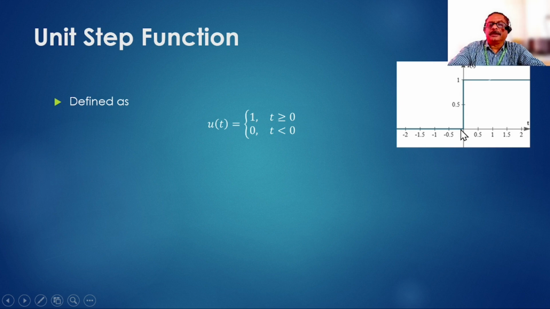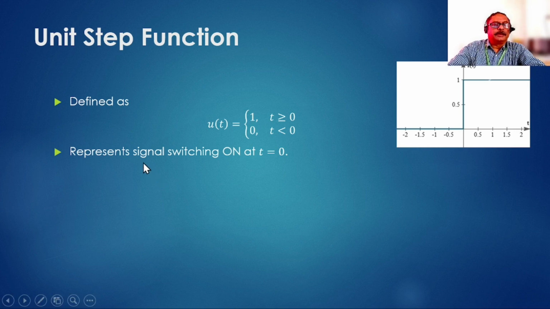So this is equivalent to saying the switch is open in the negative part of the time. Exactly at t equal to 0, the switch is closed, and hence the current starts flowing. So that's the most common application of any unit step function. This is represented as a signal switching on at t equal to 0.